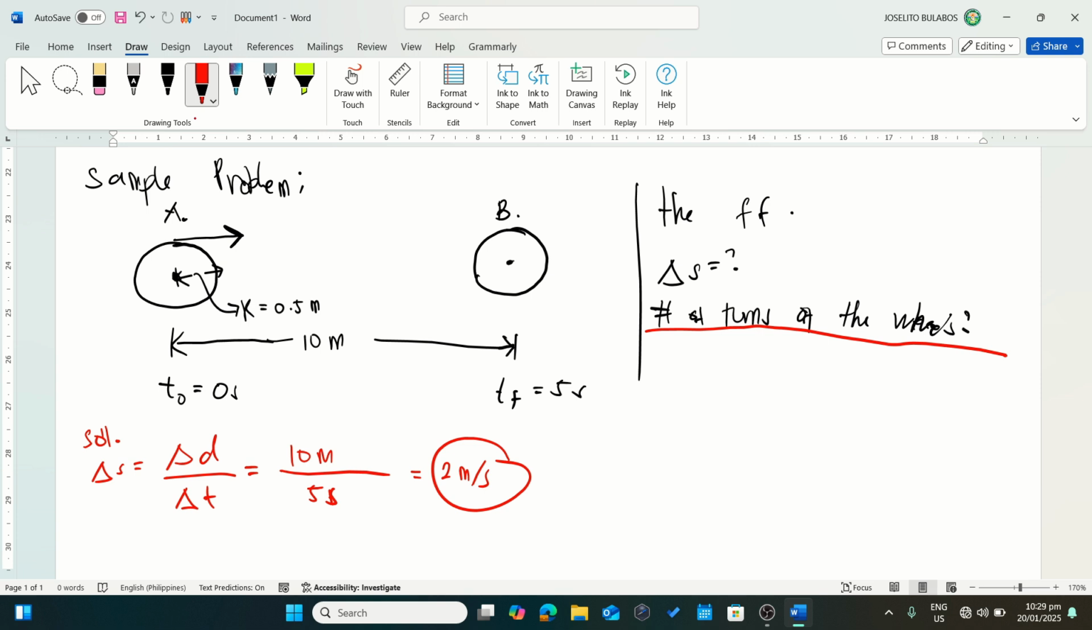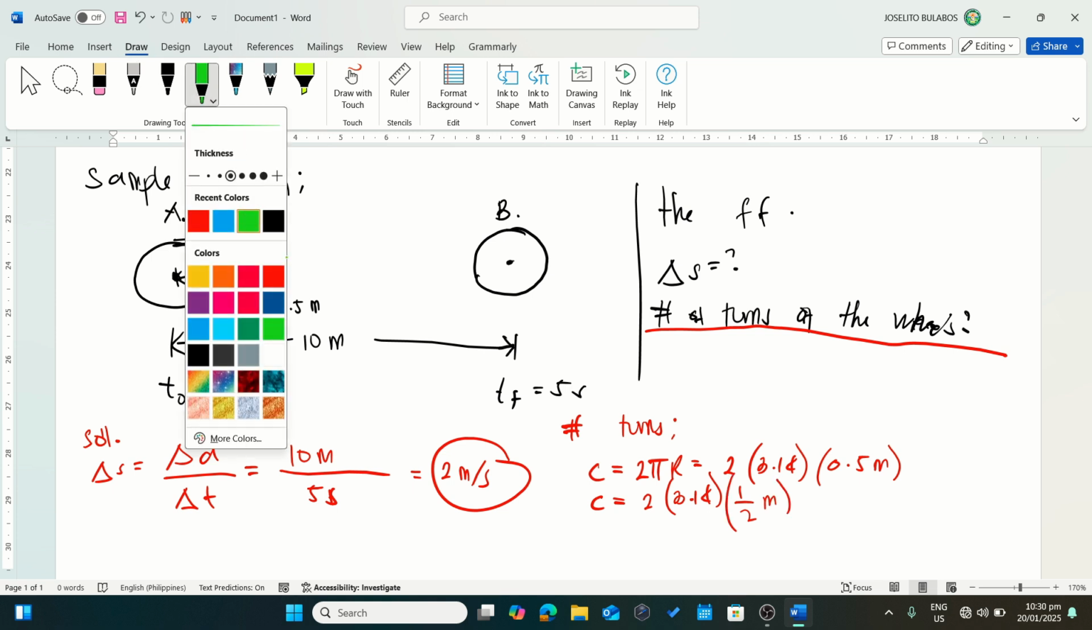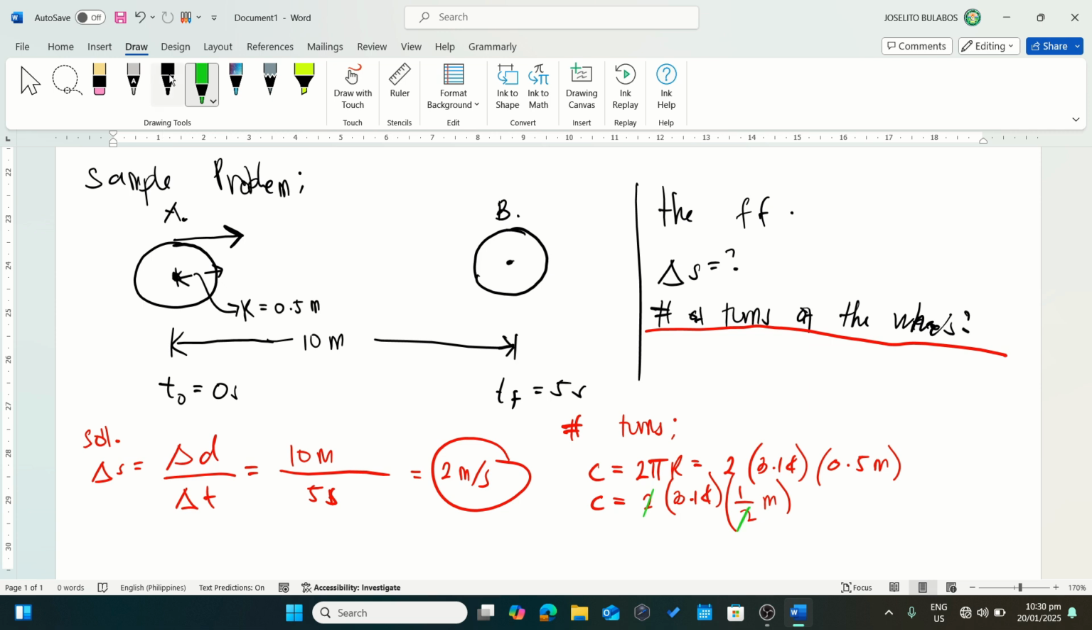For the number of turns, we first have to solve for the circumference. What is the circumference of the wheel? The circumference is 2 pi r. So we have 2 times 3.14, and the radius is 0.5 meters. So the circumference is 2 times 3.14 times 1/2 m. Now we could omit this and that, and we're left with 3.14 meters.